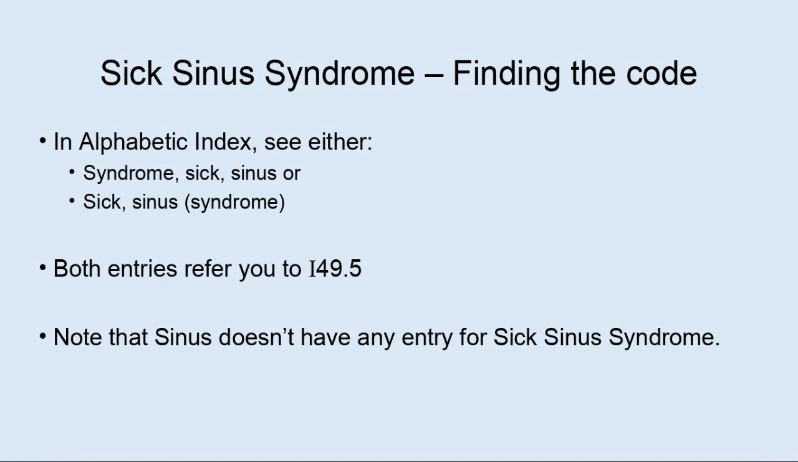Okay, so how do we find the code? Let's turn to the alphabetic index under syndrome, sick sinus, or you can also look under sick sinus parentheses syndrome. Either way, you get to I49.5. Now, if you look up sinus, there's not going to be any entry for that. So in the alphabetic index, look up something one way. If you don't get something that satisfies you, that seems to fit, say, how else can I look this up? And then look it up another way and see if you can find it. So you can look at either under syndrome or under sick. Sinus is not going to help you.